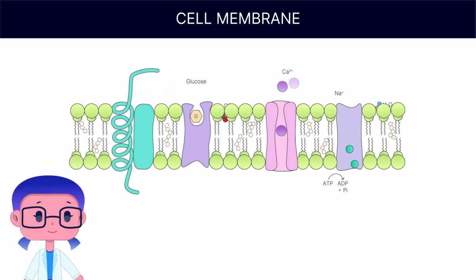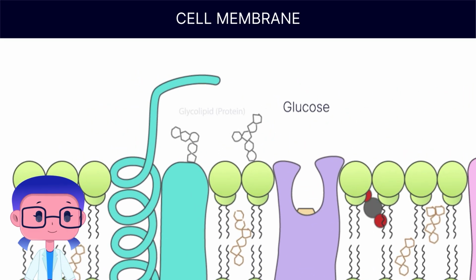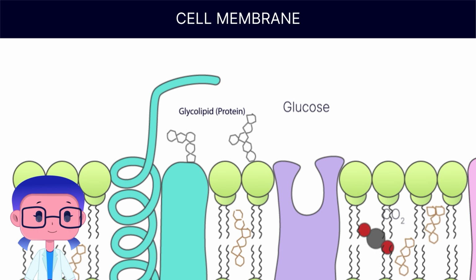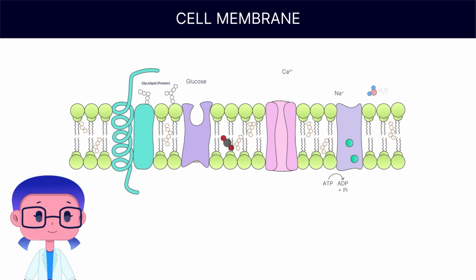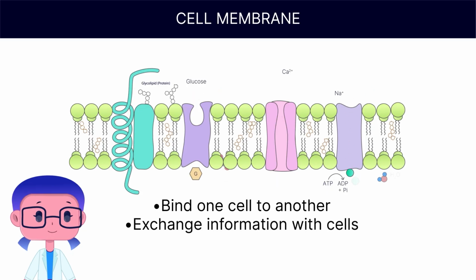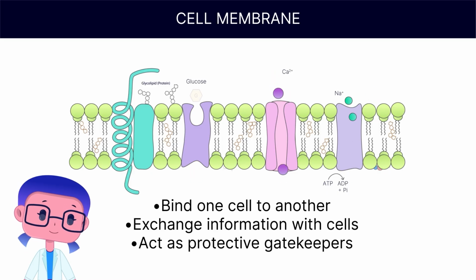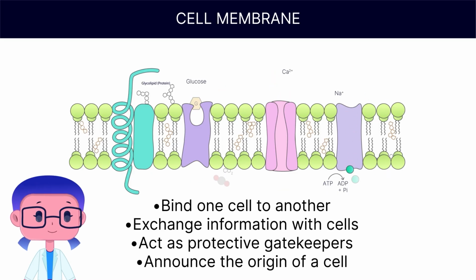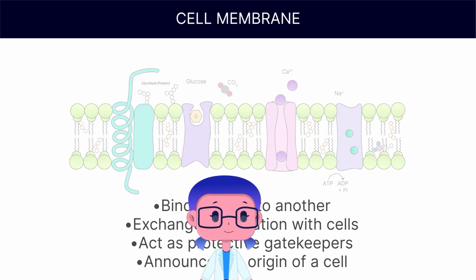The outside of this membrane is often studded with proteins that allow one cell to communicate with others. These proteins can bind one cell to another, disperse or receive information to and from nearby cells, act as protective gatekeepers, or serve as flags to announce the origin of the cell.